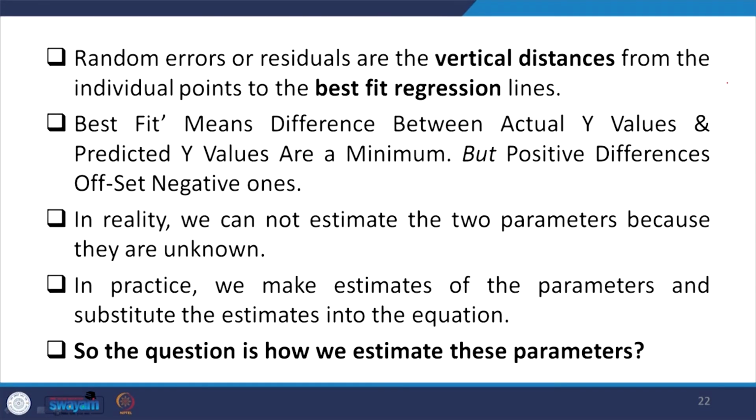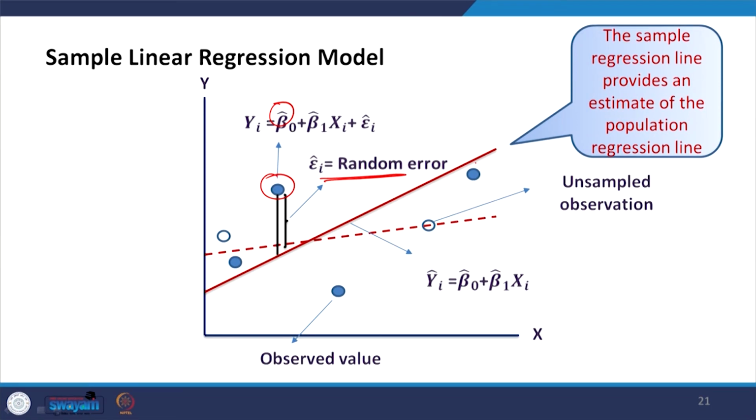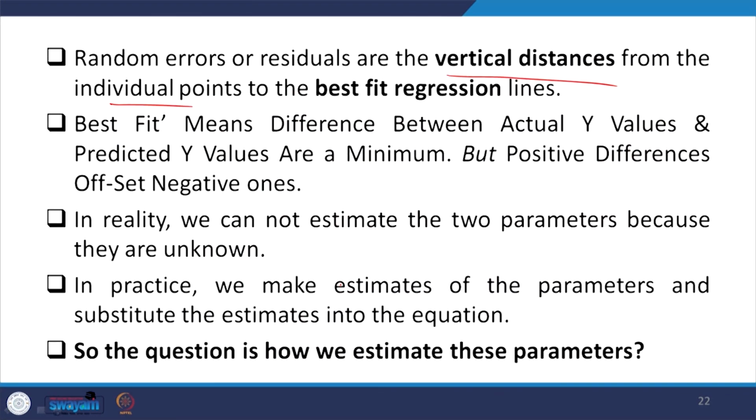Some interpretations are mentioned here. Random errors, or the residuals, are the vertical distances from the individual points to the trend line, as I explained from the beginning. These vertical differences are the residuals we estimate, and if the residuals are minimum, then we can find the best fit regression line. The best fit means the difference between actual and predicted values is a minimum, but positive differences offset negative ones. In reality, we cannot estimate the two parameters because they are unknown.